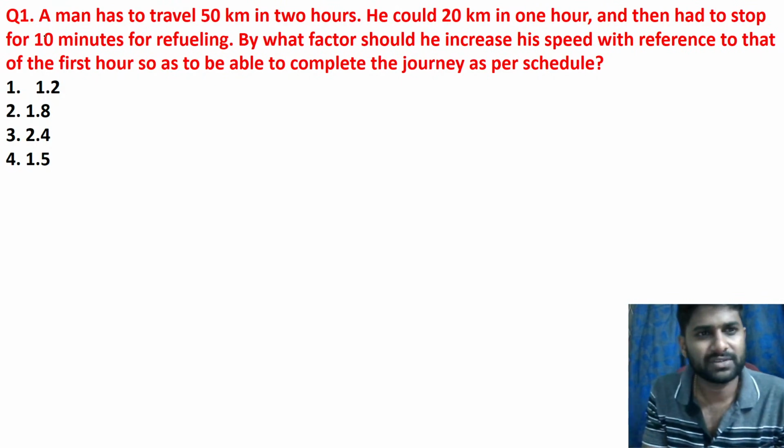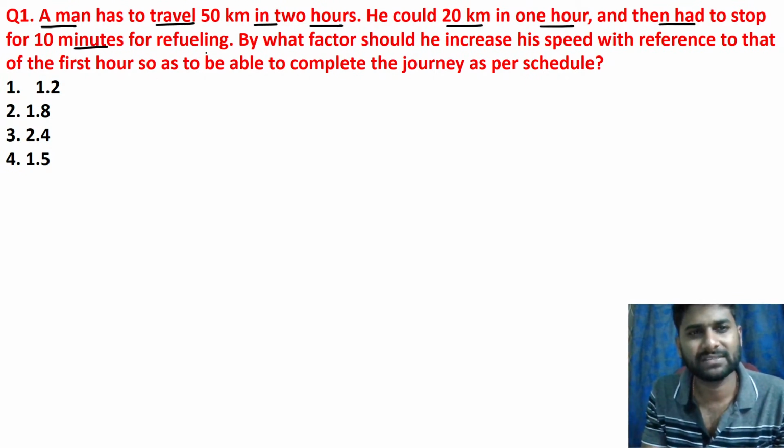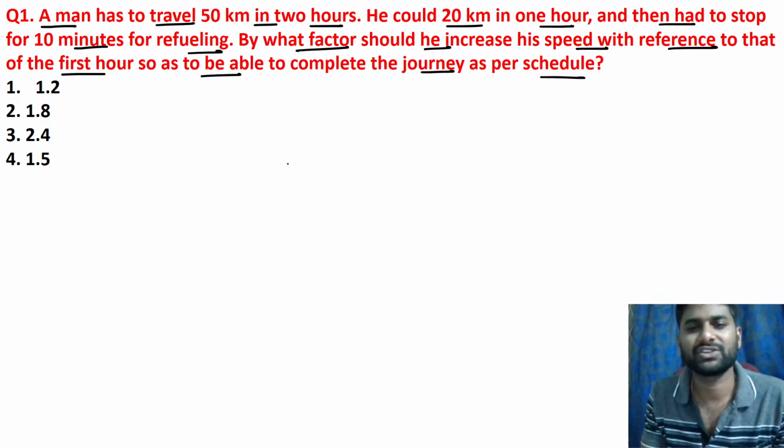Now see the information. A man has to travel 50 kilometers in 2 hours. He covered 20 kilometers in 1 hour. Then he had to stop for 10 minutes for refueling. By what factor should he increase his speed with reference to that first hour, so he is able to complete the journey as per the schedule? See the information. There are 50 kilometers.